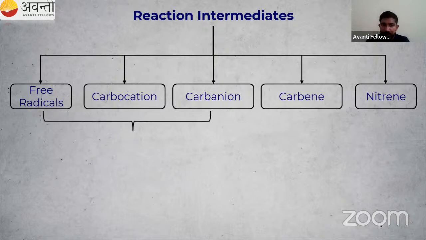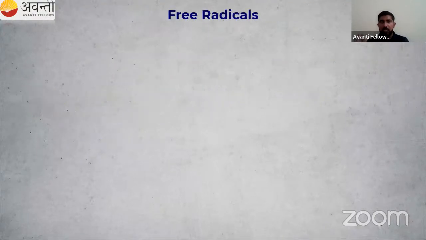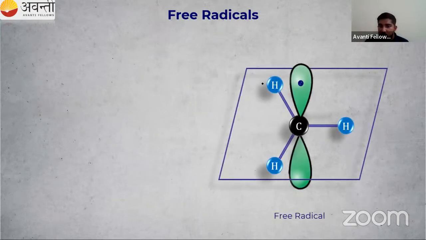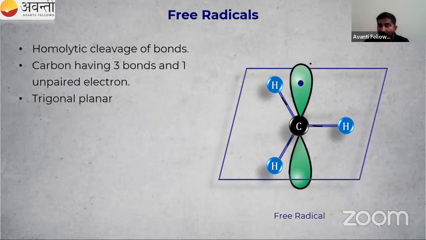We will study these three. The first one is free radicals. What is this free radical? I have a carbon, and by homolytic cleavage, one electron comes here. So this carbon has three bonds: this is the first bond, second bond, third bond. So carbon with three bonds plus one electron is present here. It is not a lone pair. Pair means two electrons, so I can say there is one unpaired electron.